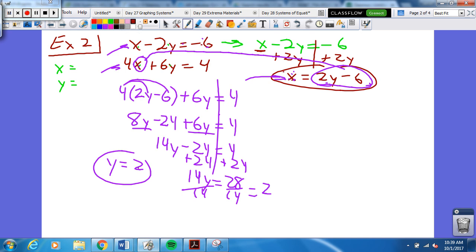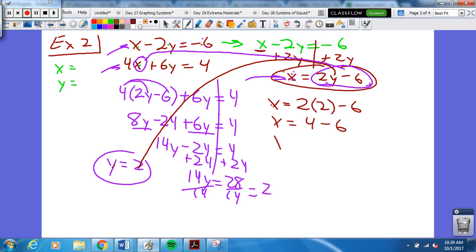So I'm going to go right back here. x equals, because that's what I need now, because I have y, I need x. x equals 2 times 2 minus 6. x equals 4 minus 6. x equals negative 2. Negative 2 for x and 2 for y.